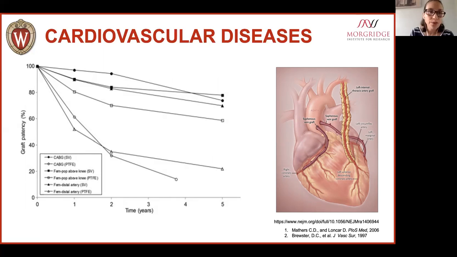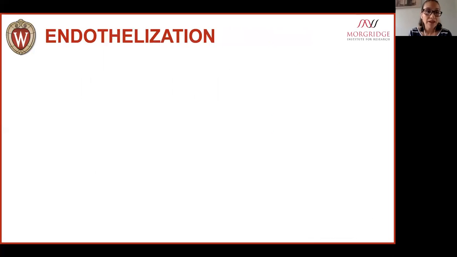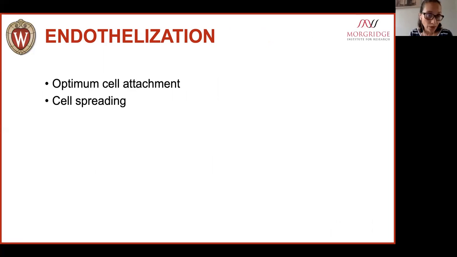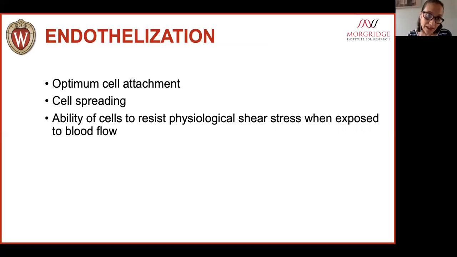It has been shown that one of the reasons this happens is the lack of an endothelial layer. So what do we need to do in order to be sure that we have this endothelium? The first thing is that we need to be sure that we have an optimal cell attachment. Second, that the cells are spread in our vascular grafts. And the third thing that is really important here is that the cells have the ability to resist physiological shear stress when they are exposed to blood flow.